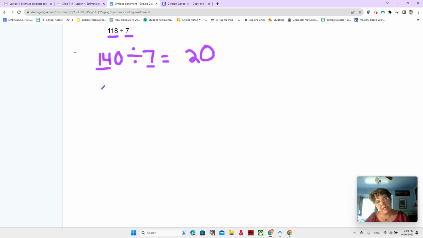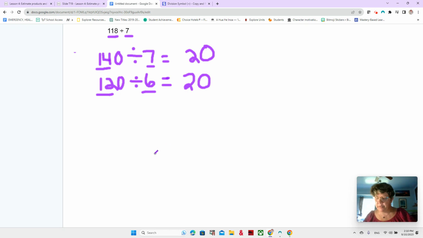Or what if we had, because 118 is pretty close to 120, so what if we had 120 divided by 6? Are these two friendly numbers, right? Because 12 divided by 6 is 2. Yeah, and they both estimate out to 20. So, right, we can think about that.